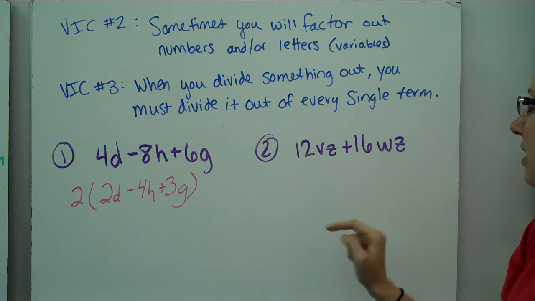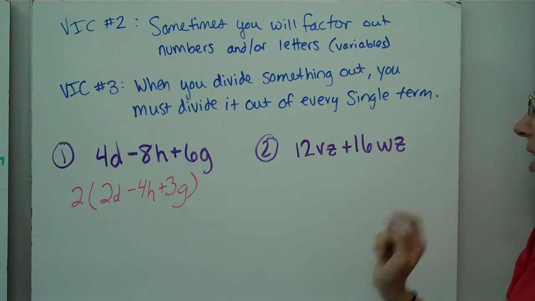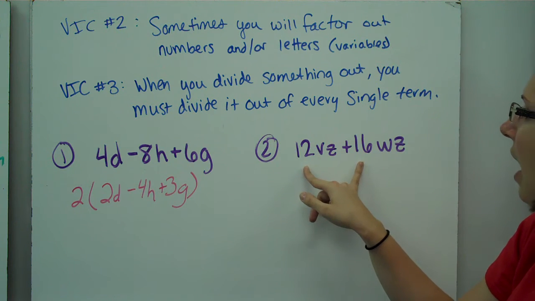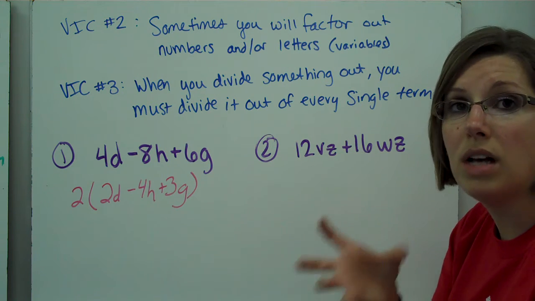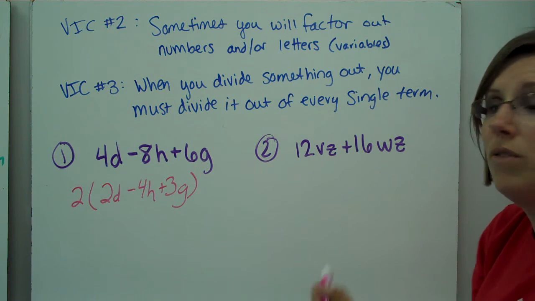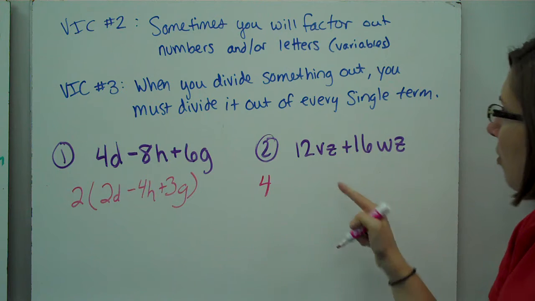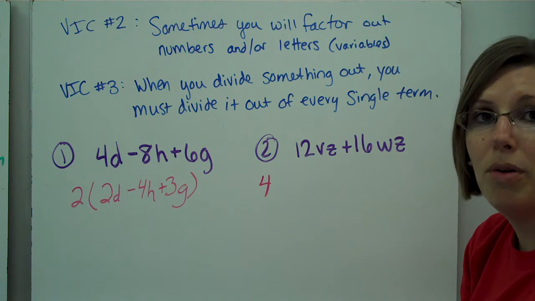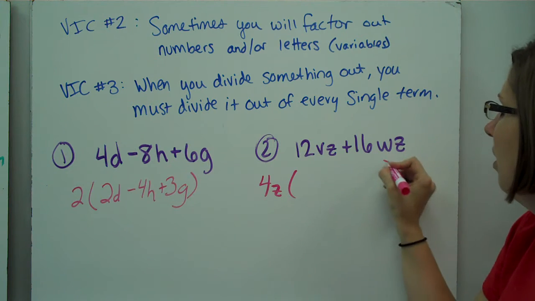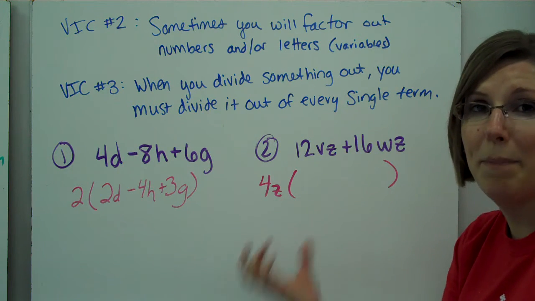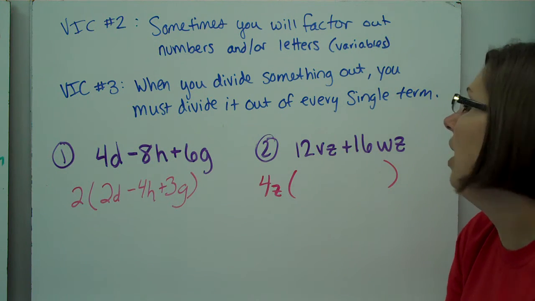12vz plus 16wz. Well, I noticed that they have 4 in common. So the greatest common factor of 12 and 16 is 4. So I'm going to pull that out. But if I look at the letters, I notice that they both have a z in common. So that's going to be my other common factor that I pull out from both items.